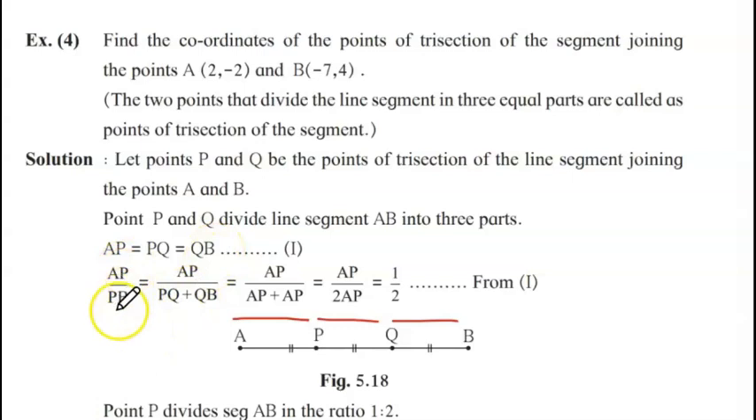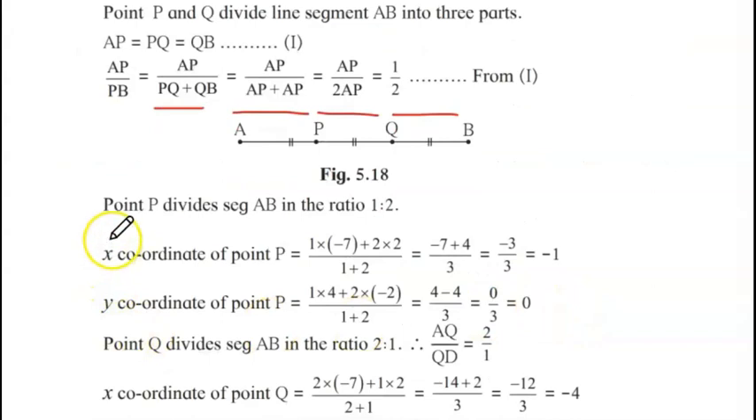Now AP upon PB is equal to AP, kept as it is here. But what about PB? PB is nothing but PQ plus QB, that is why we wrote it like this. Now all these parts are equal, means AP is equal to PQ is equal to QB. So PQ is replaced by AP, QB is also replaced by AP. AP upon 2 times AP, AP gets cancelled. Then you will get the ratio 1 upon 2. Means P divides AB in the ratio 1:2. Point P divides segment AB in the ratio 1:2.